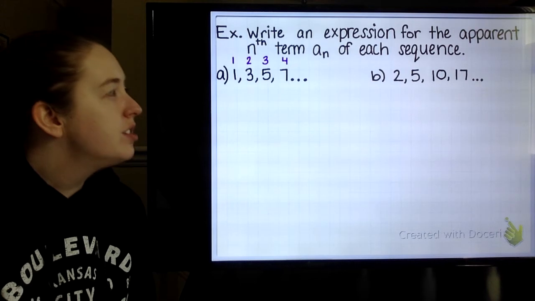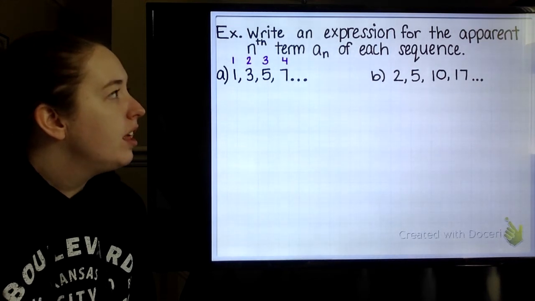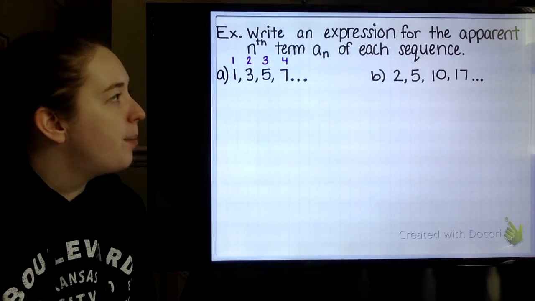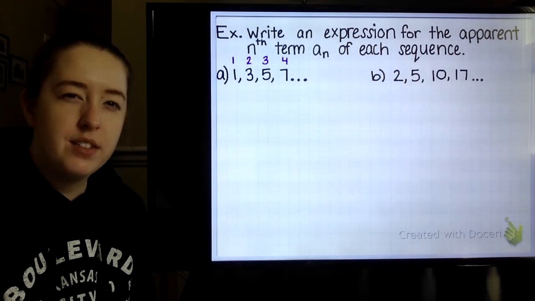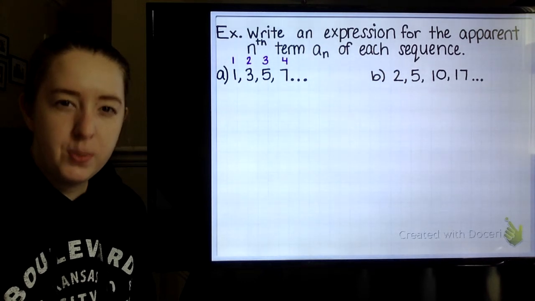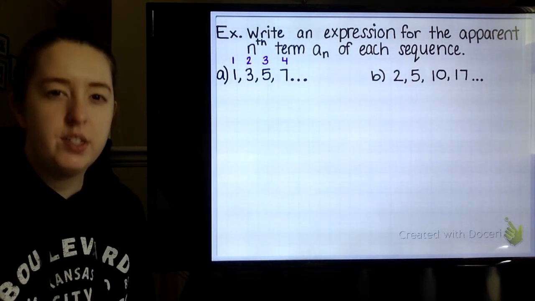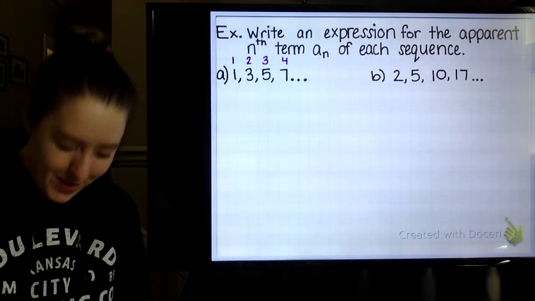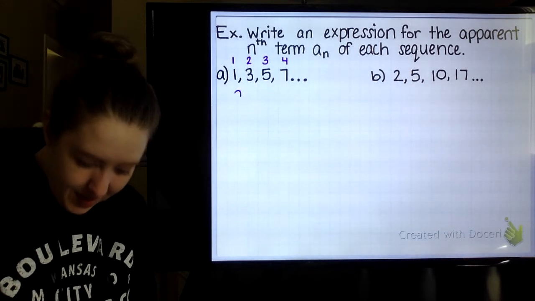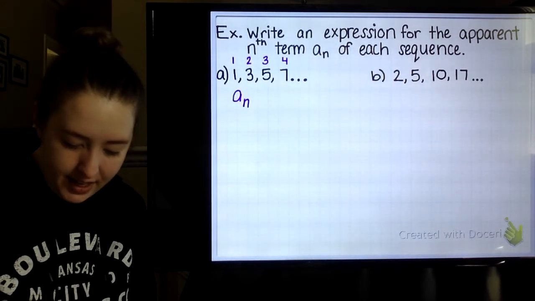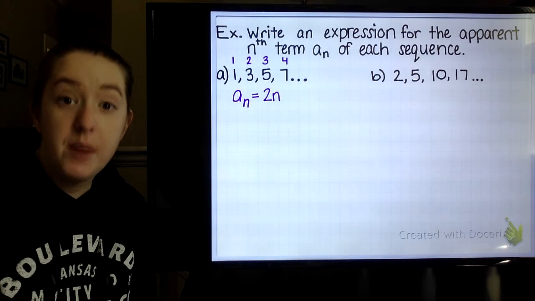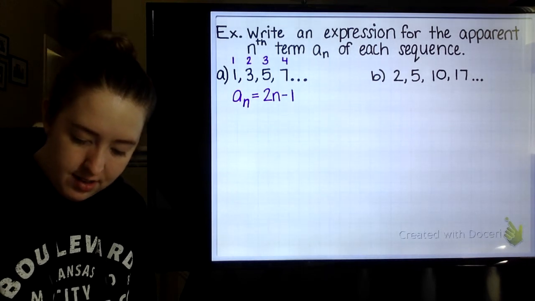Okay. So let's see. I'm thinking, if I were to double each of those numbers and subtract 1, that's where I end up, right? 2 times 1 is 2, minus 1 is 1. 2 times 2 is 4, minus 1 is 3. 3 times 2 is 6, minus 1 is 5. Yeah, there we go. That's what we want. So this formula is going to be a sub n equals, we knew we had to double our term number and then subtract 1.